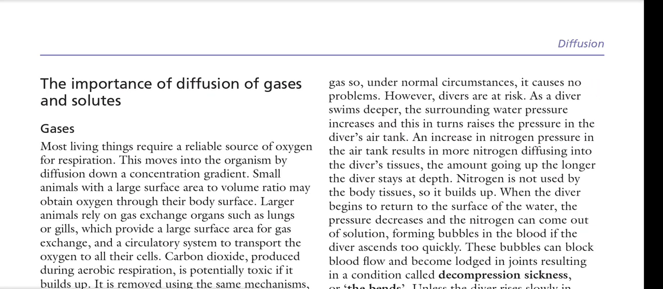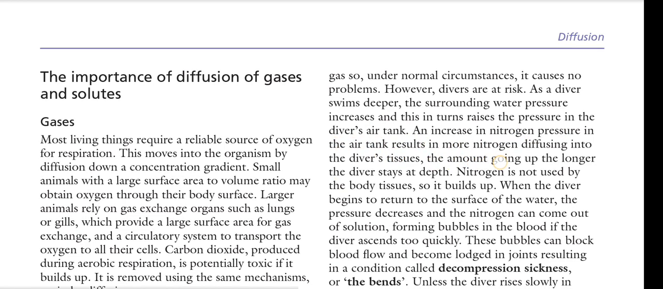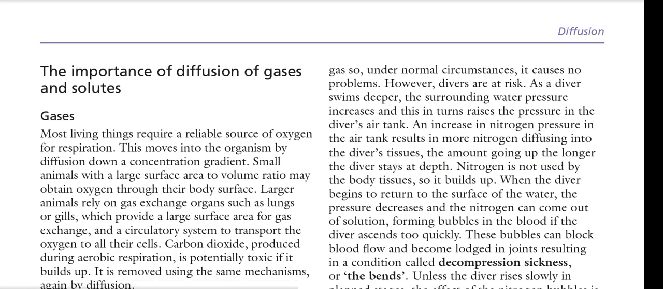So under normal conditions it causes no problem. However, divers are at risk. As divers swim deeper, the surrounding water pressure increases, and this in turn raises the pressure in the diver's air tank. An increase in the nitrogen pressure in the air tank results in more nitrogen diffusing into the diver's tissue. The amount goes up the longer the diver stays at depth. Nitrogen is not used by the body tissue, so it builds up.